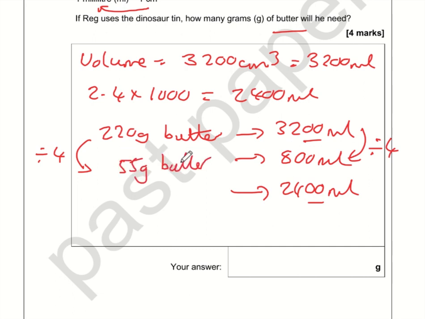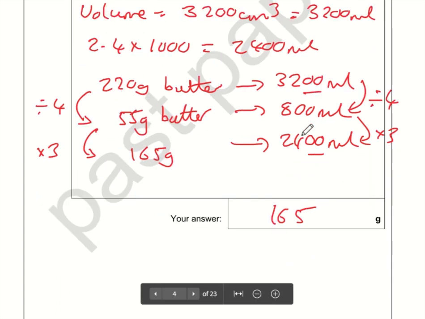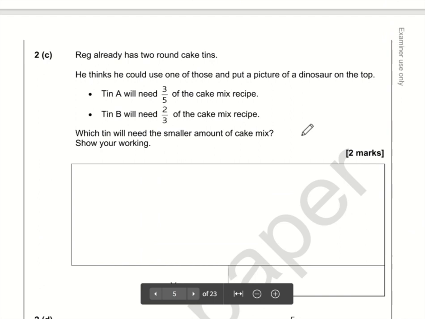So we're going to use 55 grams of butter for an 800 millilitre cake tin, but we've got 2,400, and 2,400 is 3 times bigger than 800 because 3 8s are 24, and so therefore I'm going to need 3 times more butter, and 55 times 3 is 165 grams. Quite a challenging question, that one, and there are other approaches, but the method I've just shown you was the one that came most obviously to me.